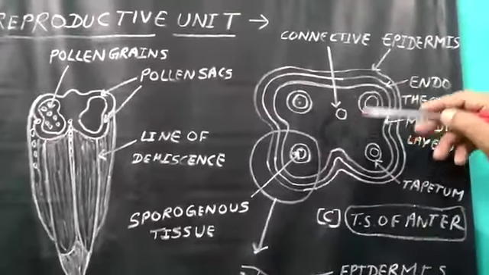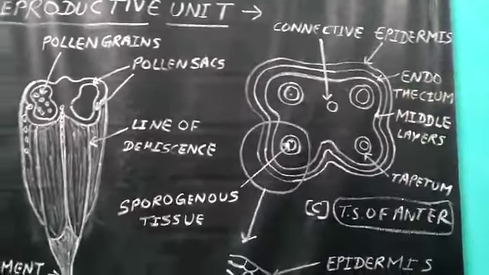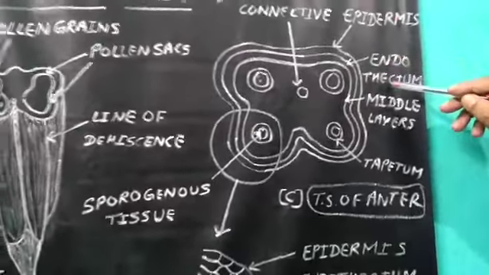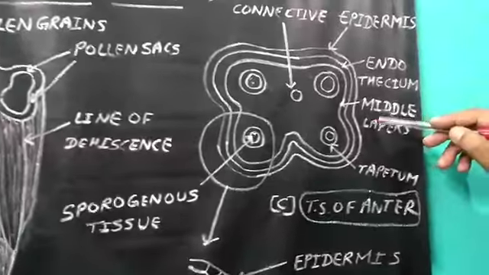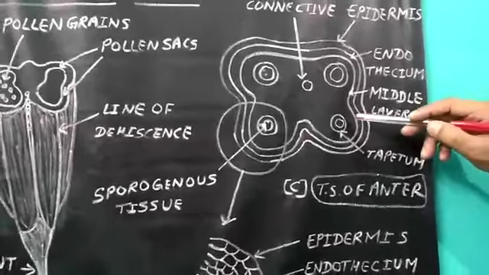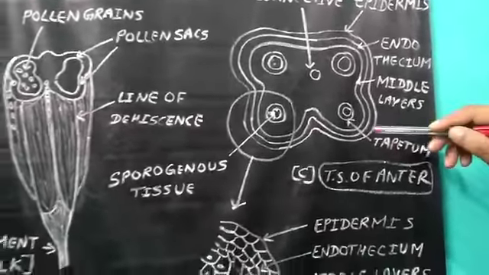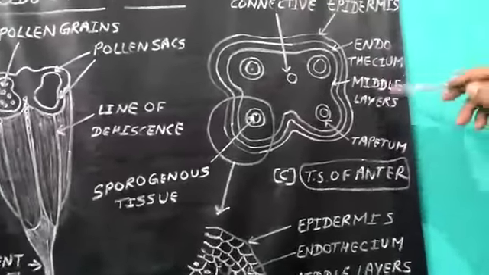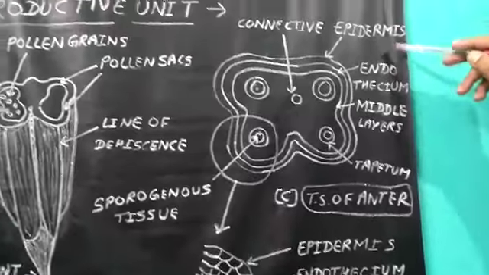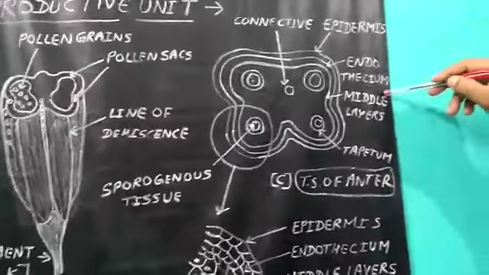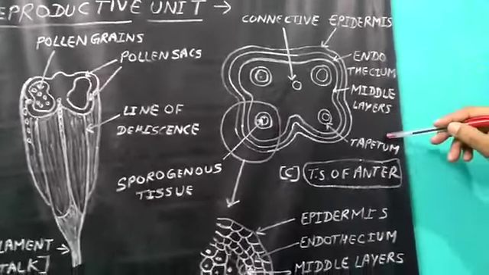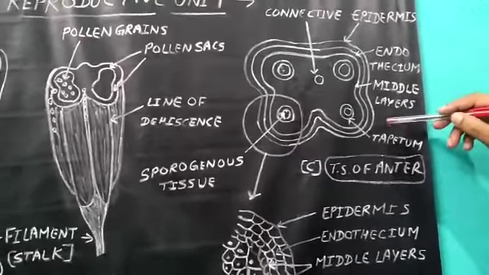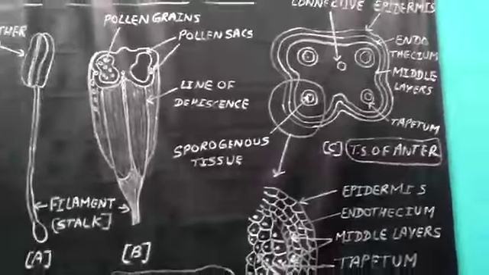The structure is surrounded by various layers. The outermost layer is the epidermis, the second layer is the endothecium, the third layer is the middle layers, and the innermost is the tapetum. Of these four layers, the first, second and third layers are protective in nature, and the last, fourth layer is nutritive in nature. It means it provides nourishment to the pollen grains.